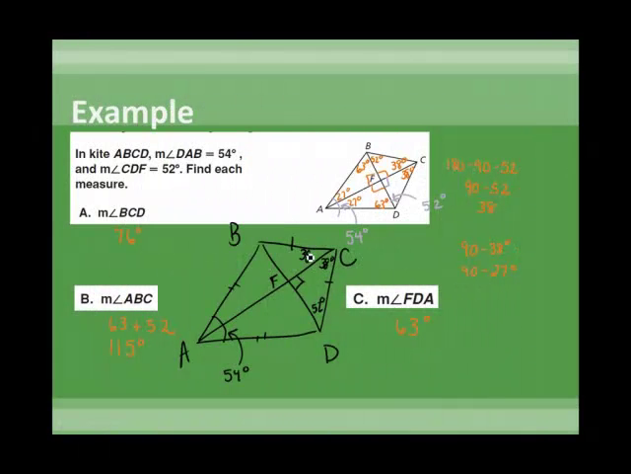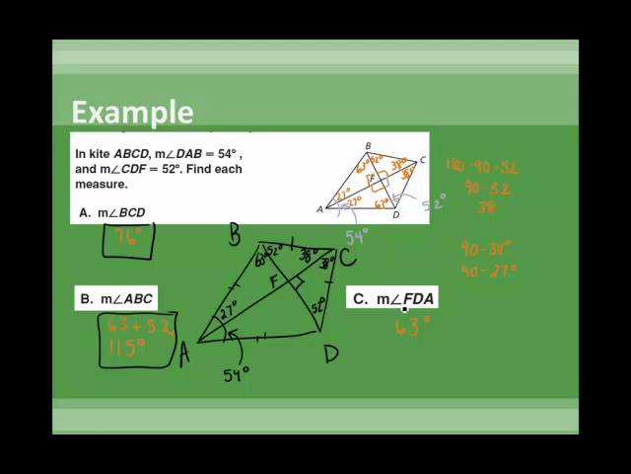We know each of these is 38, so BCD, if this is 38 and this is 38, BCD is 76. For part B, we wanted to find ABC. So ABC, that's this big angle here. Well, if this is 52, this is also going to be 52. If this whole thing is 54 and this diagonal bisects it, that makes this 27. If that's 27, that makes this 63. And if that's 63, then 63 plus 52 makes that angle 115.